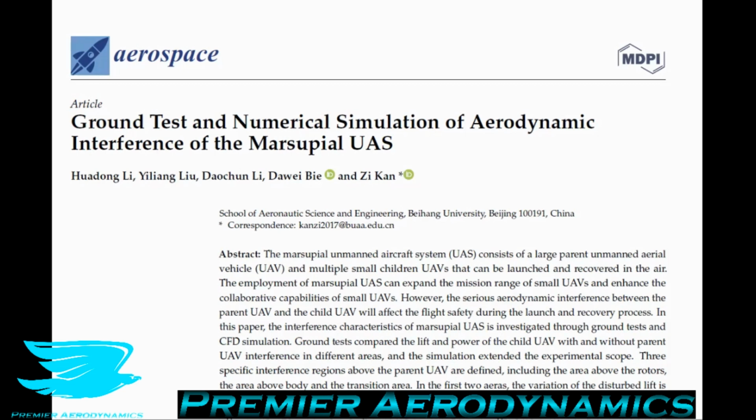Now we're going to be talking about the interference pattern between different UAVs. So if you have the parent UAV, then you have a child UAV just above it. And obviously the wash from the different propellers is going to affect the aerodynamics, as well as the objects themselves, for example, the body of the parent UAV.